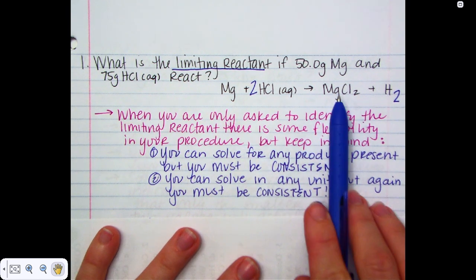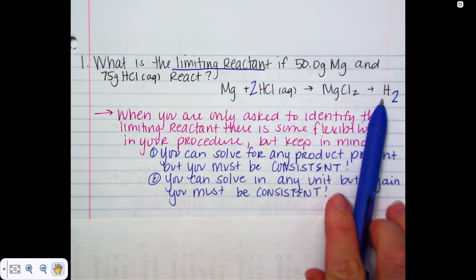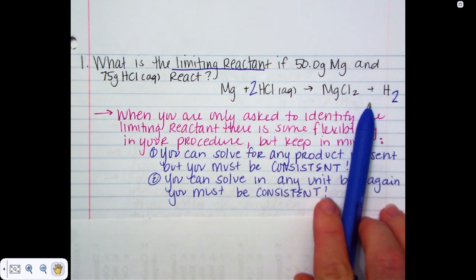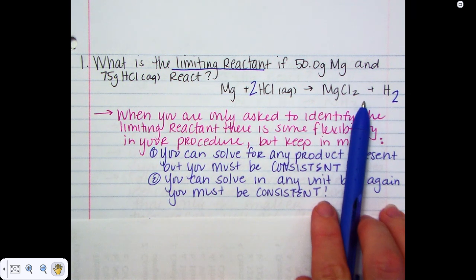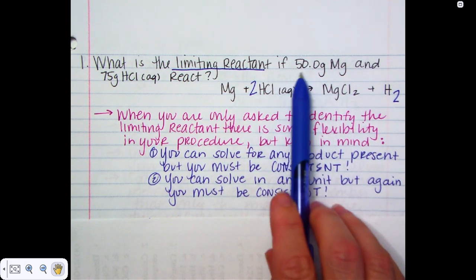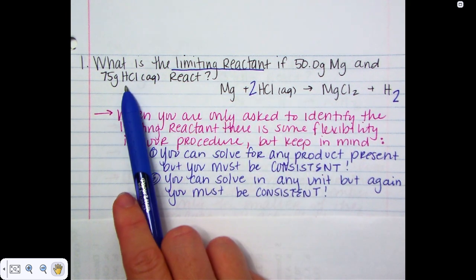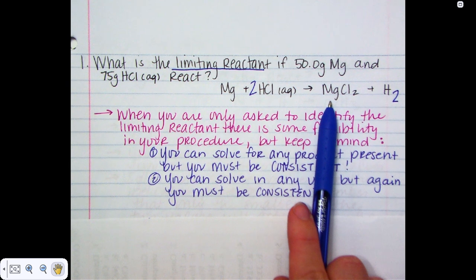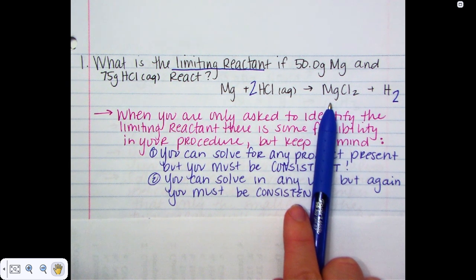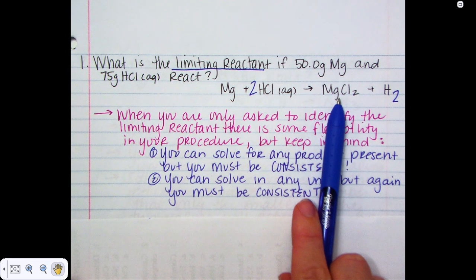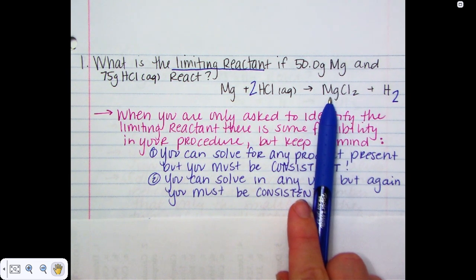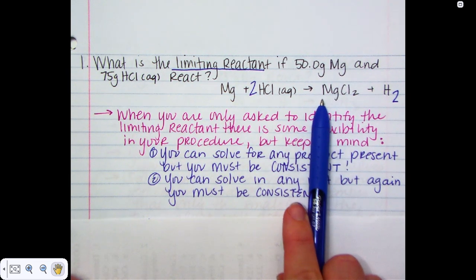Because I have 2 products here, and it doesn't matter which one I choose to solve for, but I have to be consistent, which means if I'm going to take the magnesium and solve for magnesium chloride, I better solve the hydrochloric acid for magnesium chloride as well, because I have to be able to compare my results, right? I have to be able to say it's going to make this much magnesium chloride versus this much magnesium chloride.